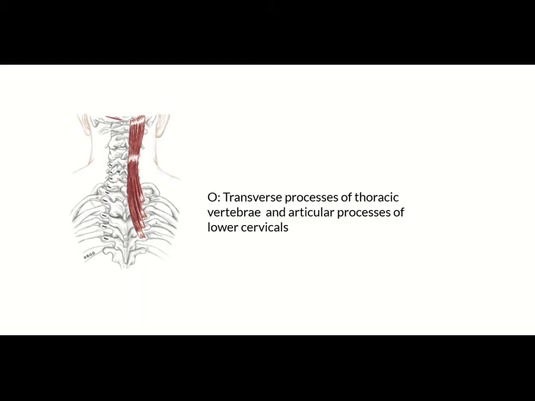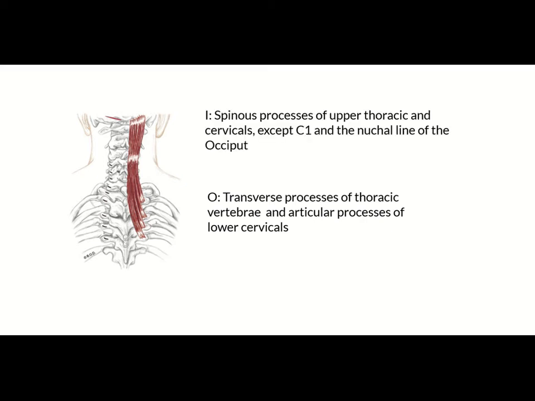Semispinalis capitis originates on the transverse process of the thoracic vertebrae as well as the articular processes of the lower cervicals, and inserts on the spinous processes of the upper thoracic and cervical vertebrae except for C1, as well as the nuchal line of the occiput. It's innervated by the dorsal primary divisions of the spinal nerves, and it works to extend the spinal column and the head.